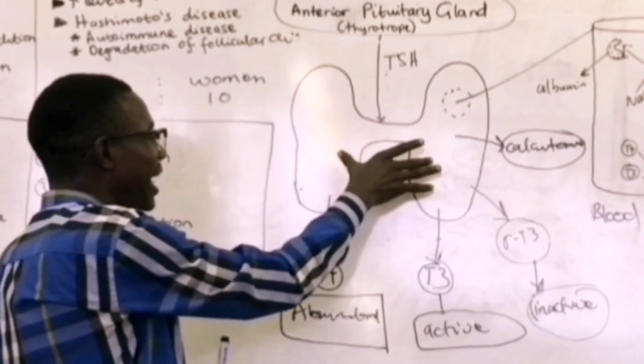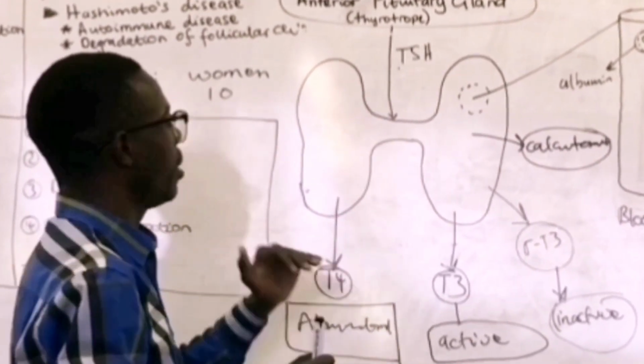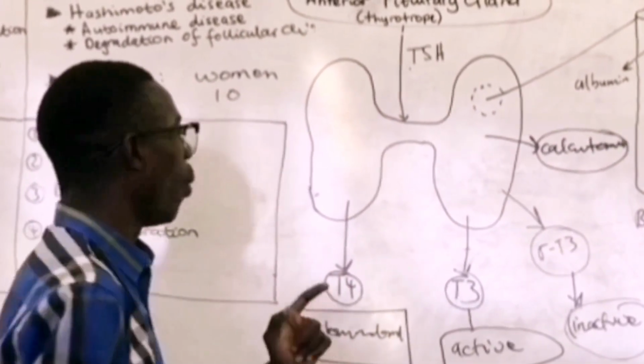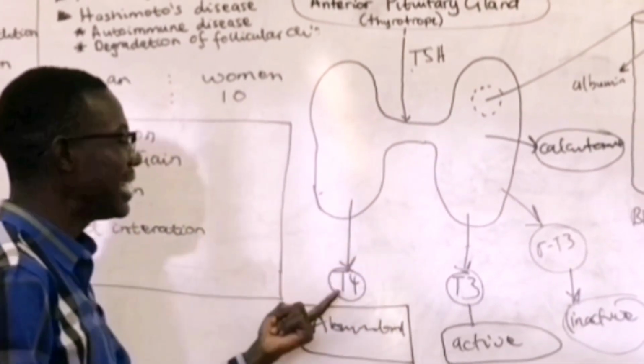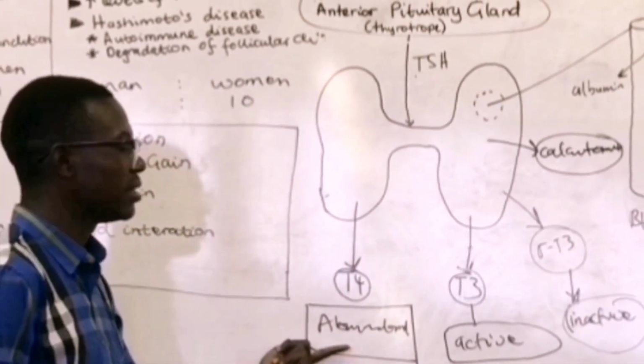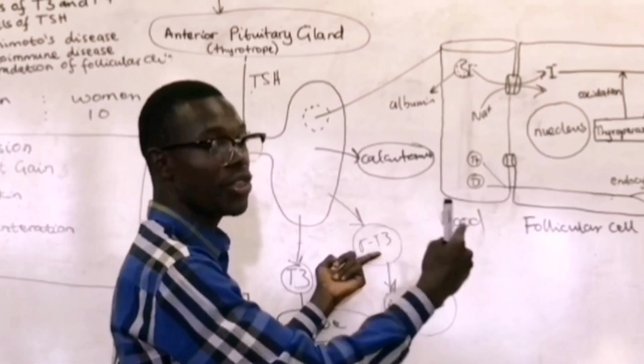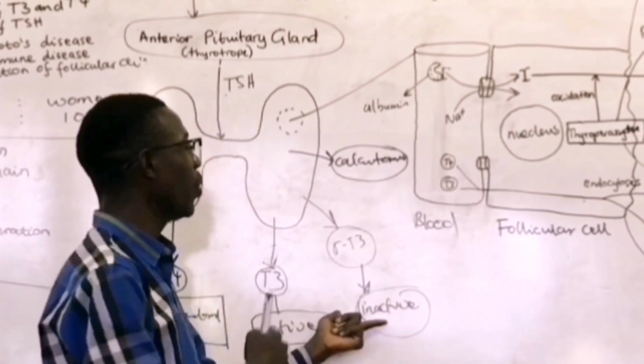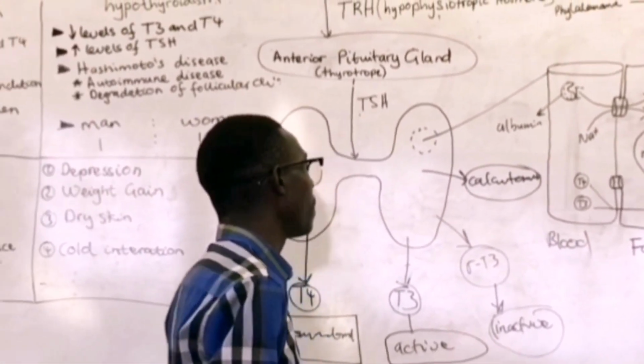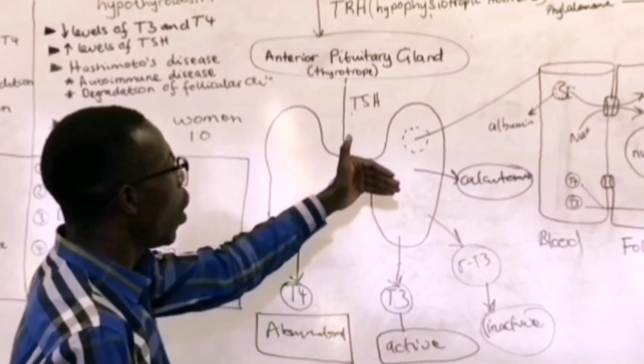As it stimulates the thyroid gland, it is going to release three important hormones. It's going to release T4, the most abundant, T3, the most active, and reverse T3, the inactive, which has no physiological effect.